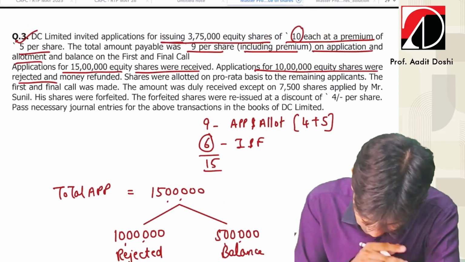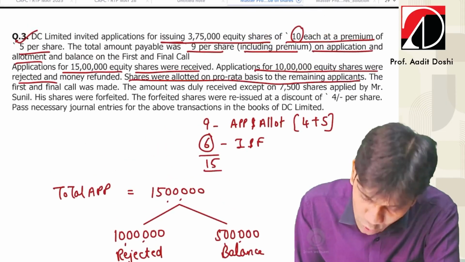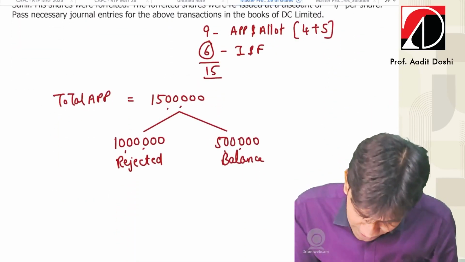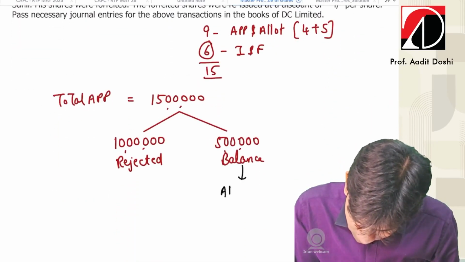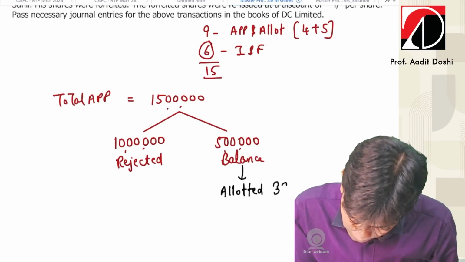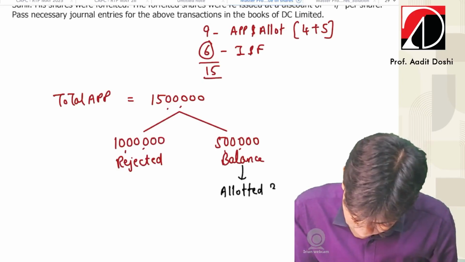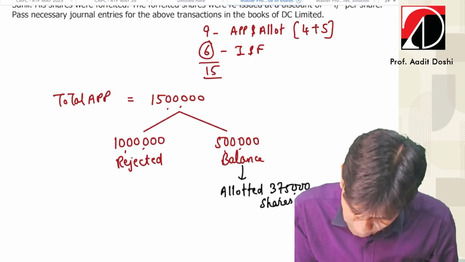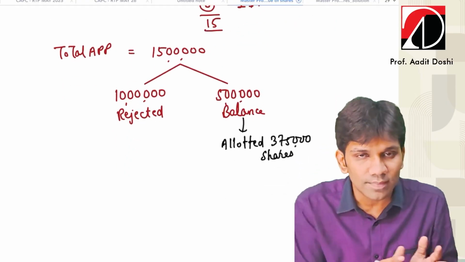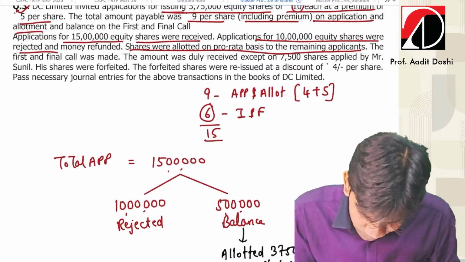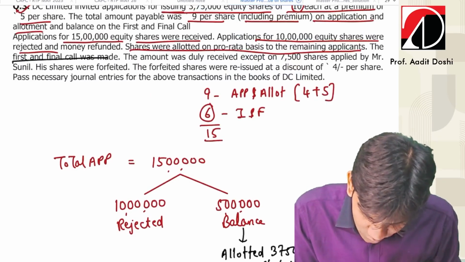Now, shares were allotted on pro rata basis to the remaining applicants. So this 5 lakh applications, these people were allotted 3,75,000 shares. So this is the story. So this is a pure case of oversubscription in which refund is also happening and adjust with allotment also is happening. The first and final call was made.